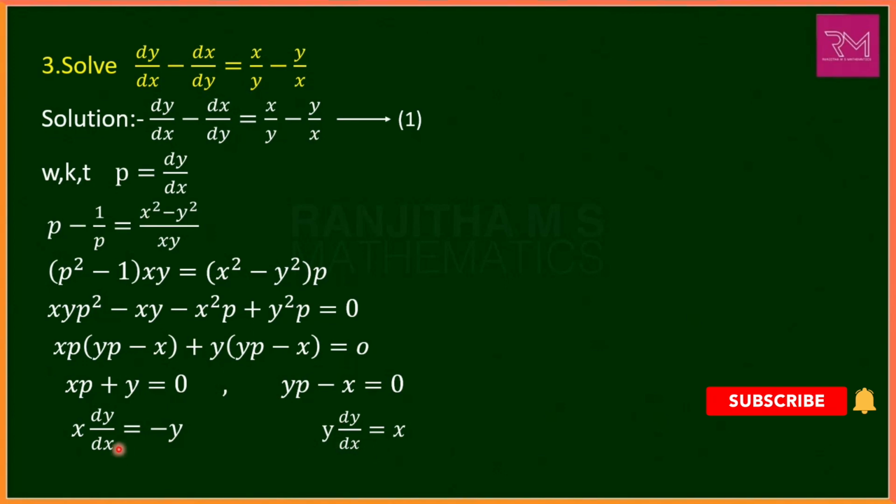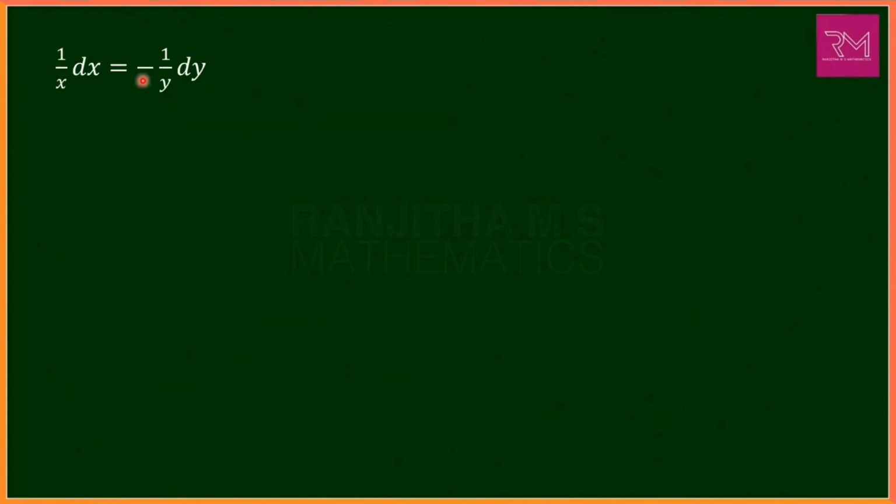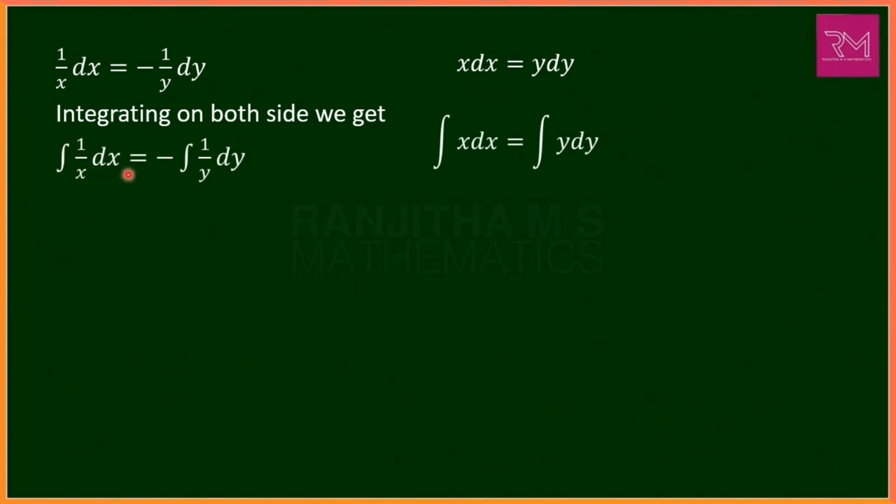Next step, take x on one side and y on another side. We get these two equations as 1 by x dx equal to minus 1 by y dy. Here the other one becomes x dx equal to y dy. Next step, we integrate on both sides of the equation, we get integration of 1 by x dx equal to minus integral of 1 by y dy. Here we have integration of x dx equal to integration of y dy.